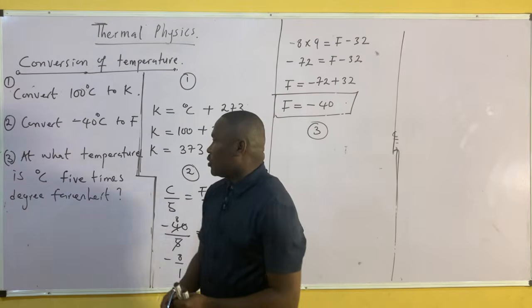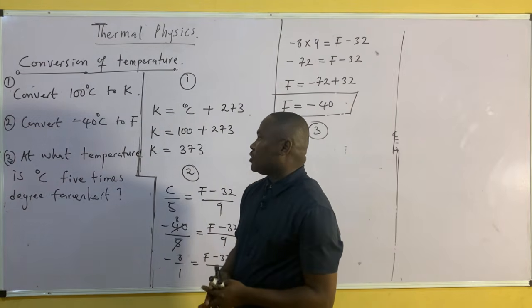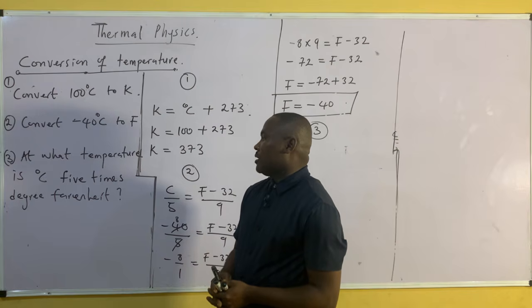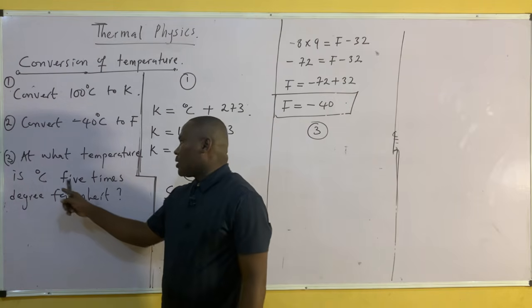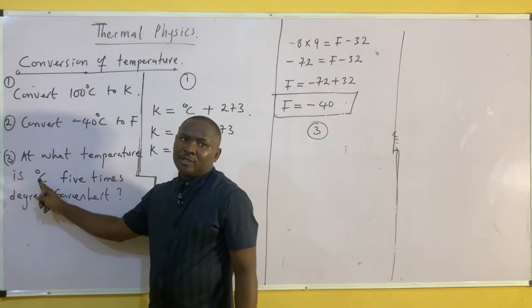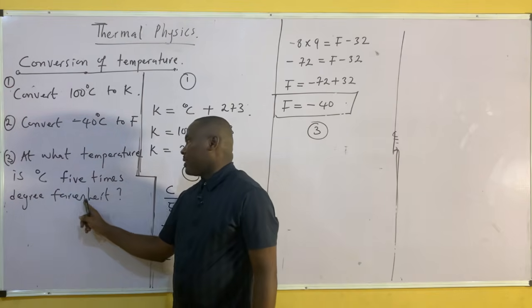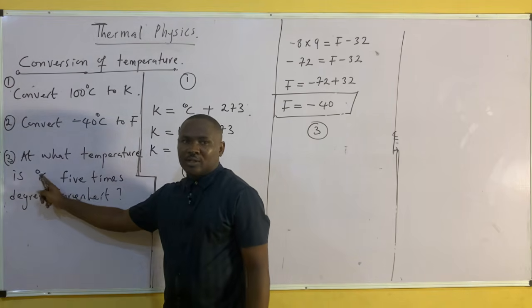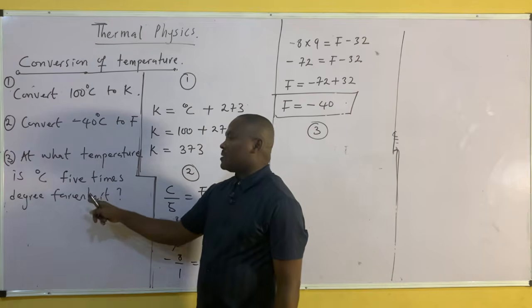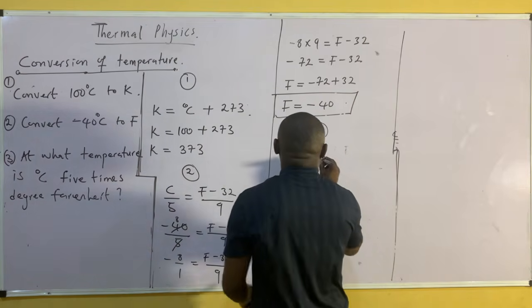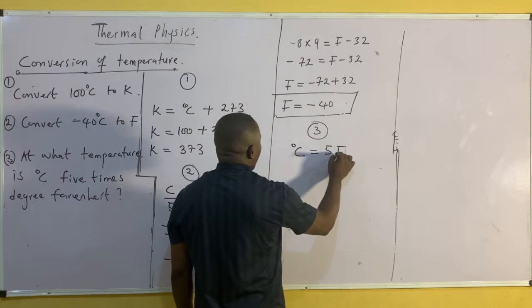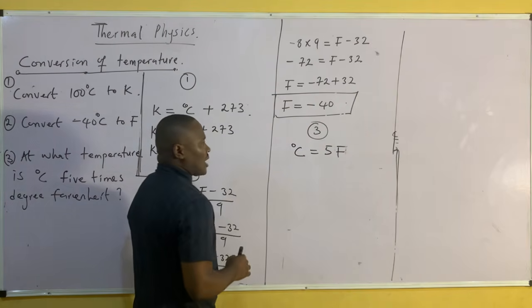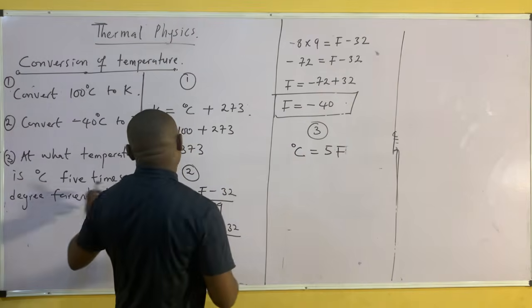Now let's look at question number 3. It says, at what temperature is degree Celsius 5 times degree Fahrenheit? Now this question means that we are looking at the temperature of degree Celsius, not the temperature of Fahrenheit. At what temperature is degree Celsius 5 times the Fahrenheit? So now it means that degree Celsius is equal to 5F. That is how it was spelled out in the question.